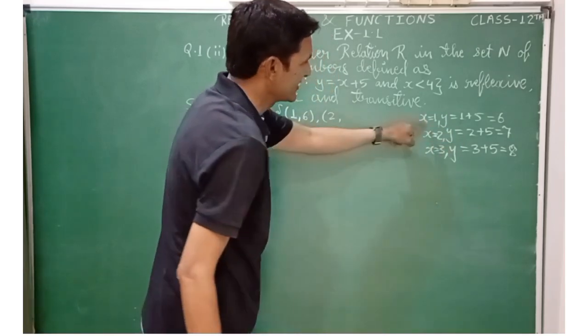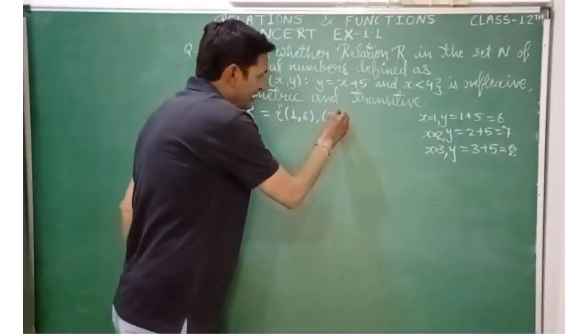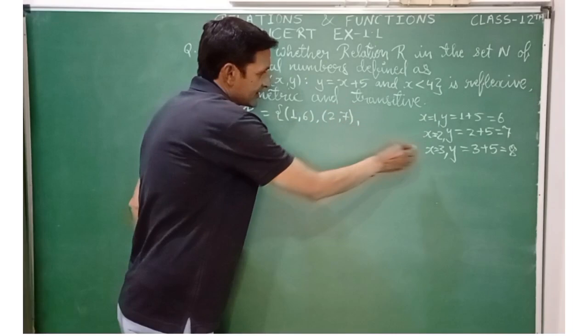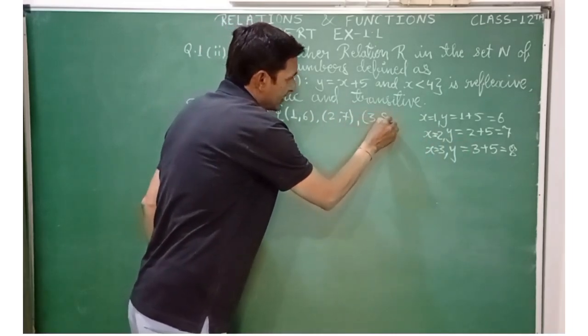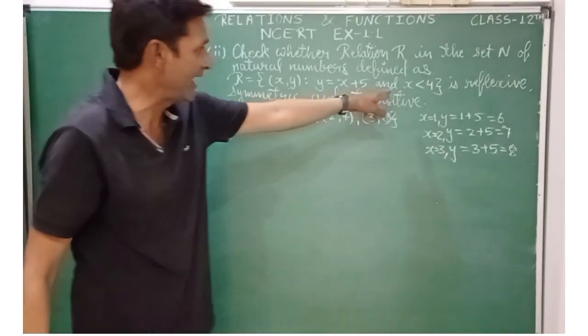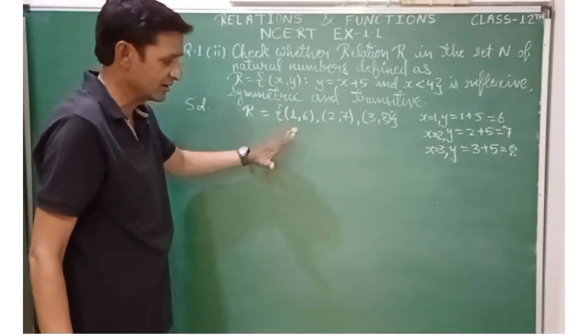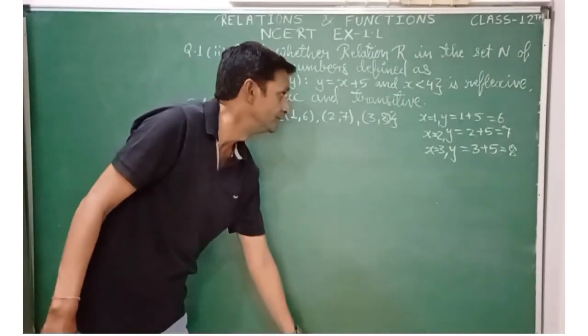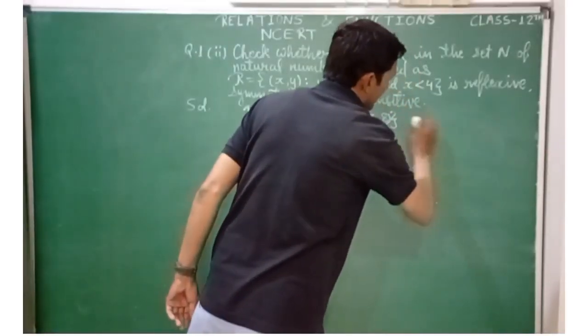So on putting x = 1, y = 6. On putting x = 2, y = 7. And on putting x = 3, we are getting 8, so (3, 8). This is the only relation. Why is it so? Because 4 is not allowed; x must be less than 4. So this particular relation is there only, and there is no need to keep this part with us.